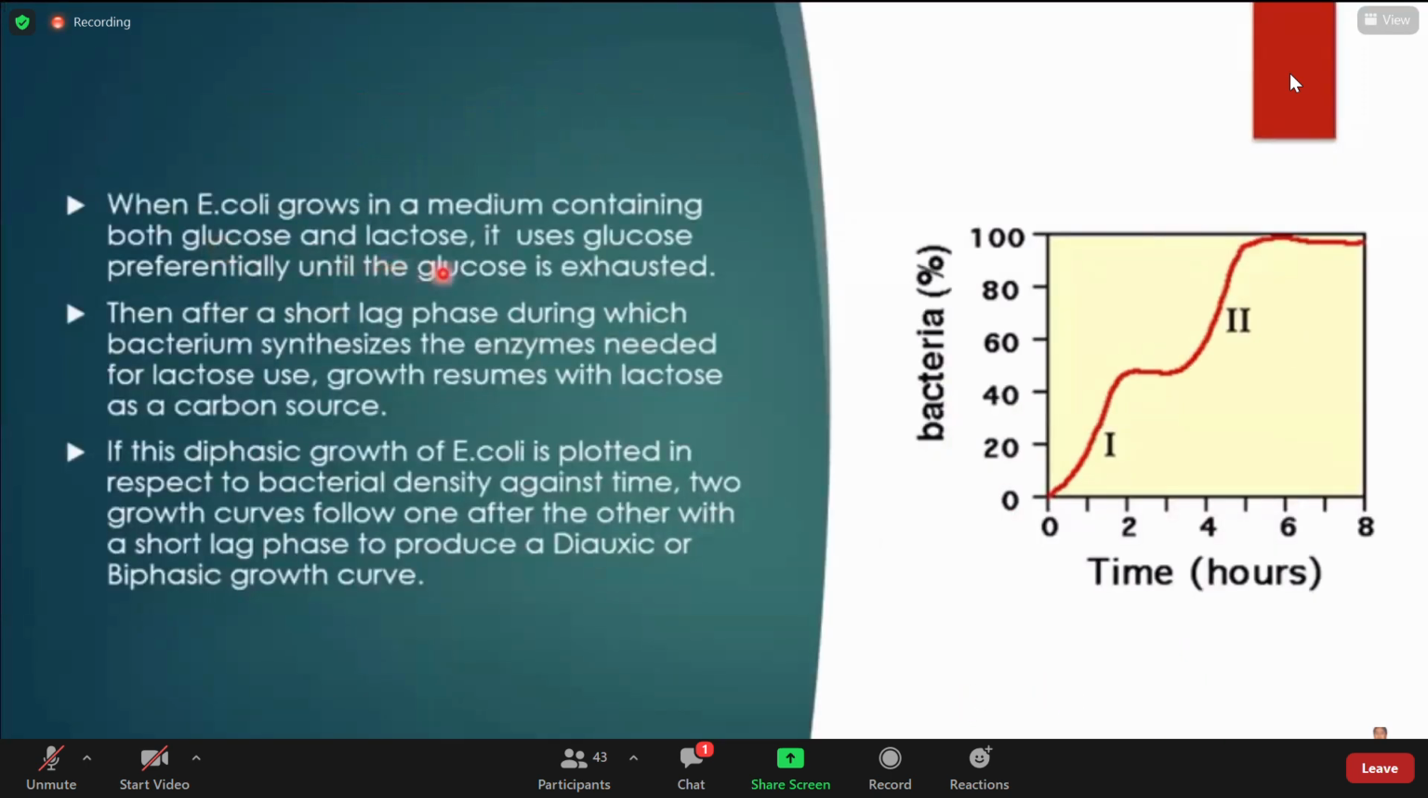When E. coli grows in a medium containing both glucose and lactose, obviously it will take the glucose first; preferentially it will utilize the glucose first. And we are going to have a growth curve like this.